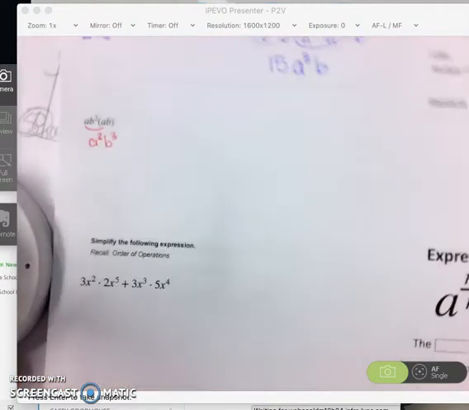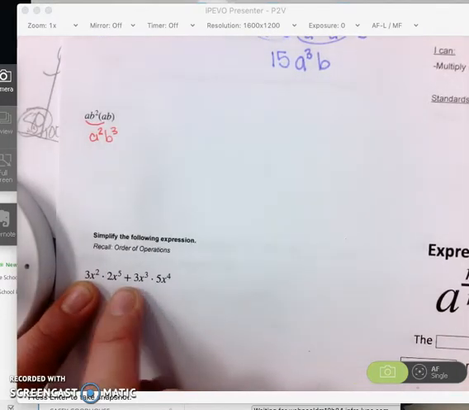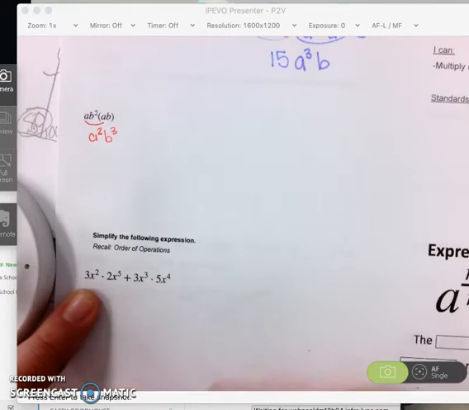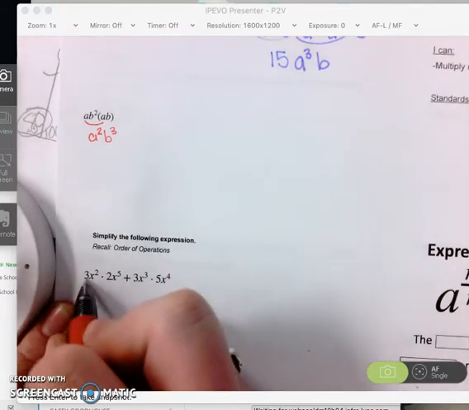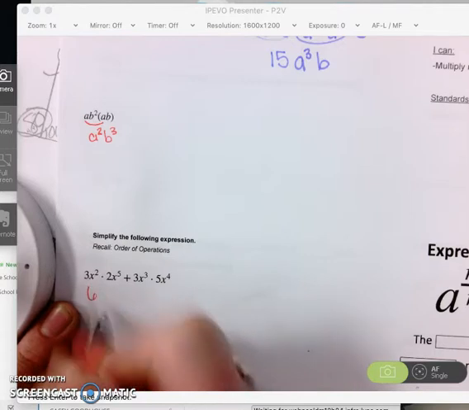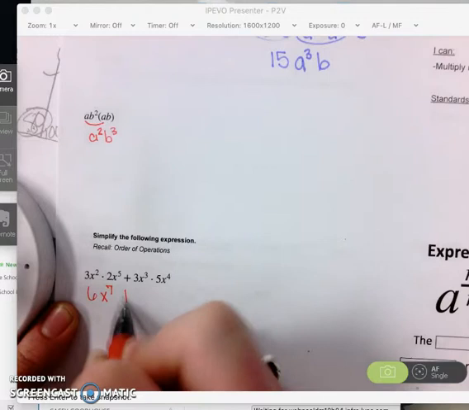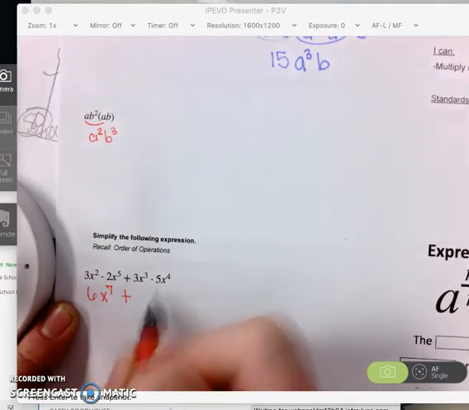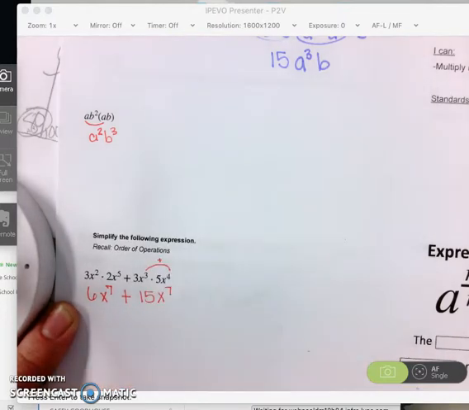Simplifying, order of operations. So do you see an adding here? We have to multiply first. So here I have 3 times 2, which is 6, x to the 7th power, and then plus 3 times 5 is 15, x to the 7th power. Remember, I'm adding these exponents.